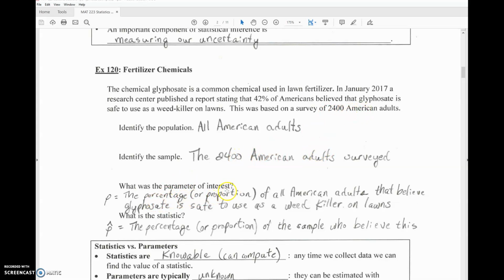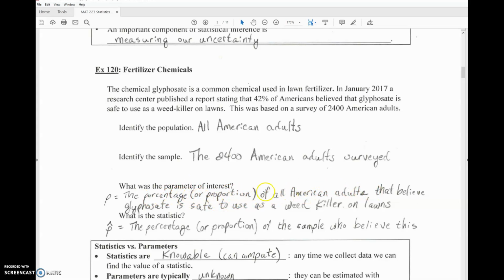The parameter of interest is represented by the symbol P. P is the percentage, really the proportion. When we get to statistical testing later, we want to think of it as a proportion, but we often talk about percentages more in our everyday language. Proportion just means that we simply want the fractional value or the decimal value of it rather than the percentage value of all American adults.